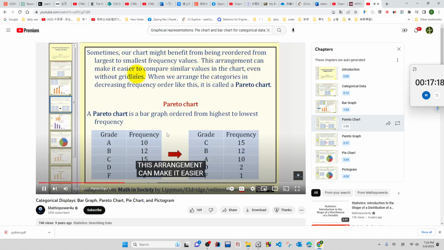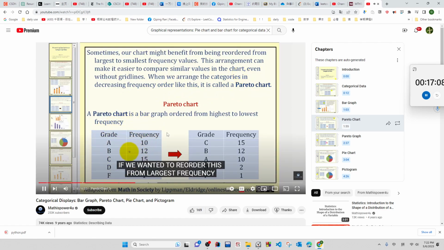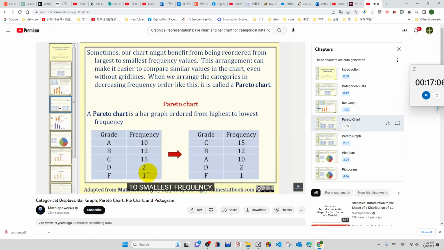This arrangement can make it easier to compare similar values in the chart, even without grid lines. When we rearrange the categories in decreasing frequency order like this, it is called a Pareto chart. So here's the original frequency table. If you want to reorder this from largest frequency to smallest frequency, we have to switch the A's and the C's so that the highest frequency of 15 is first, followed by 12, 10, 2, and 1. Now if we use this frequency table to make a bar graph, it will be a Pareto chart.